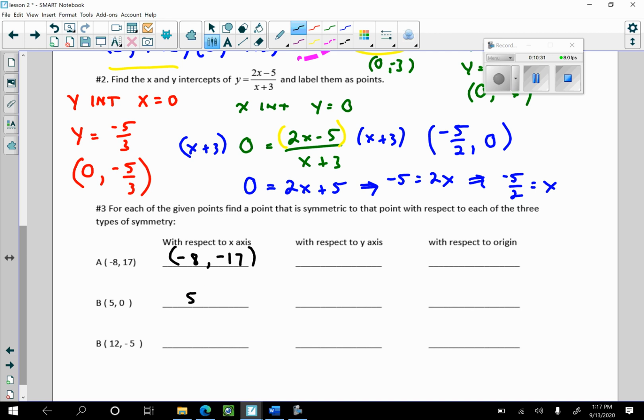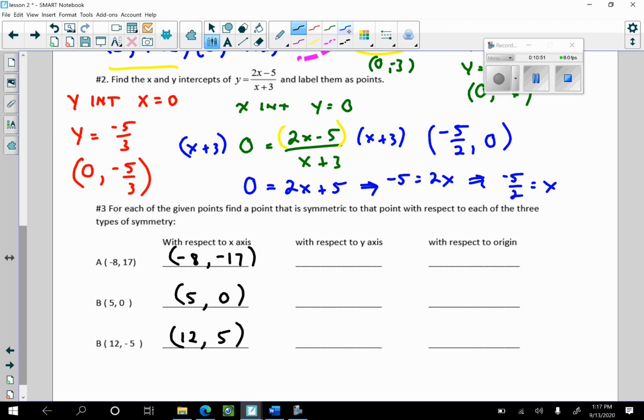This is going to be 5. Hey, what's the opposite of 0? 0. And this is going to be 12. What's the opposite of -5? It is 5. So the x's remain the same and the y's go opposite if you're reflecting across the x-axis.